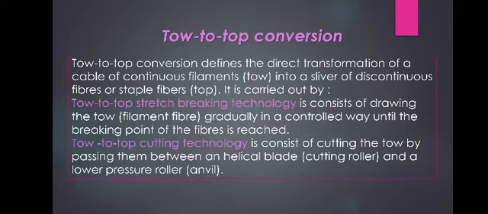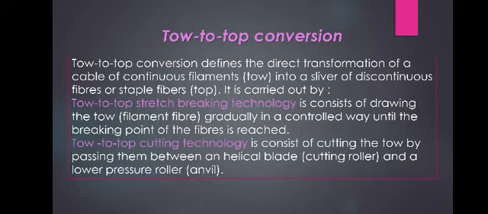It consists of drawing the filament yarn gradually in a controlled way until the breaking point of the fiber is reached. It is stretched to that point that it breaks, and it is stretched up to the breaking point to form a staple fiber. So this is the tow-to-top stretch breaking technology. Tow means filament fibers. Top means staple fibers. It is the filament fibers to the staple fiber conversion.